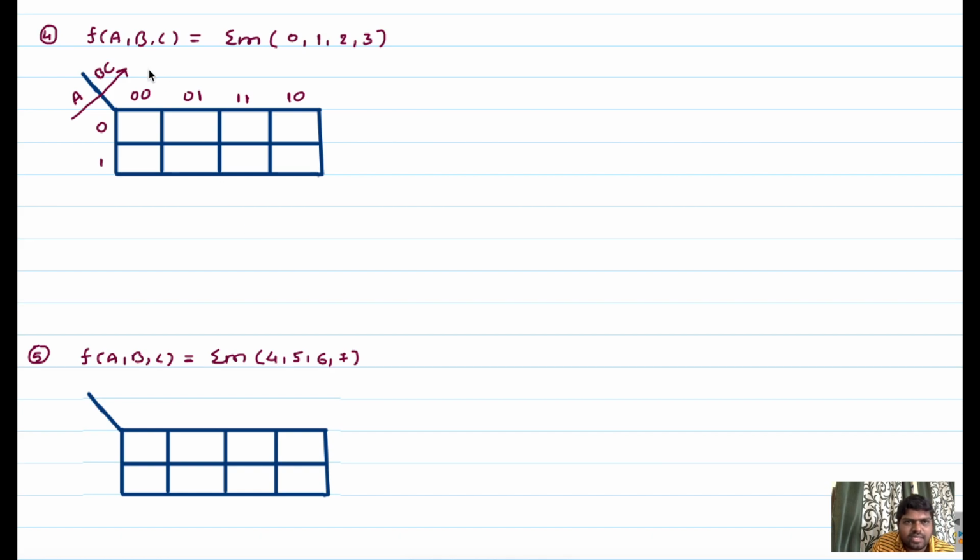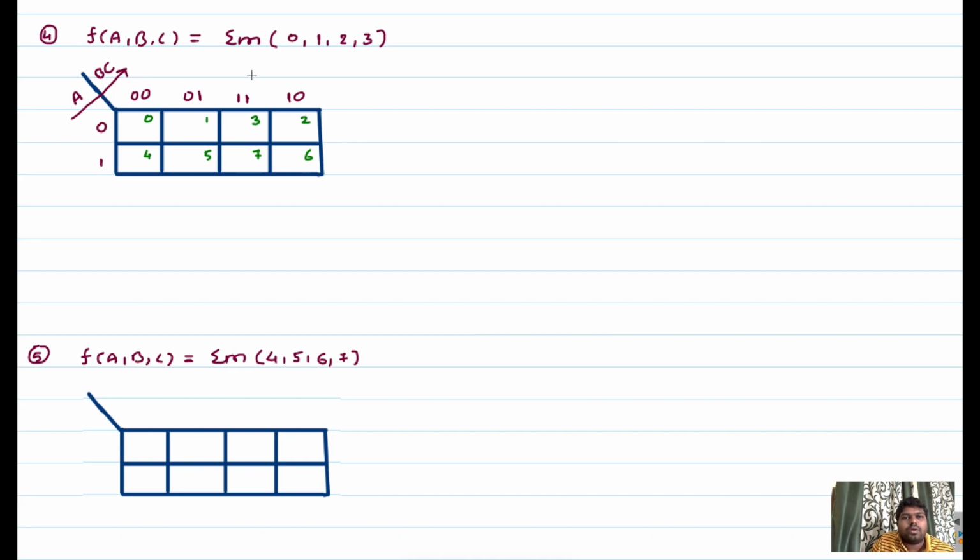This is our next example. F of a comma b comma c equals sigma m 0 1 2 3. I will arrange the numbers in these square boxes: 0 1 2 3 4 5 6 7. Don't always write the complemented and uncomplemented variables. By seeing these binary bits, you can identify them directly. Writing complemented and uncomplemented variables every time will take more time.